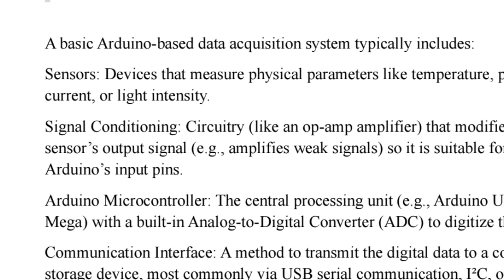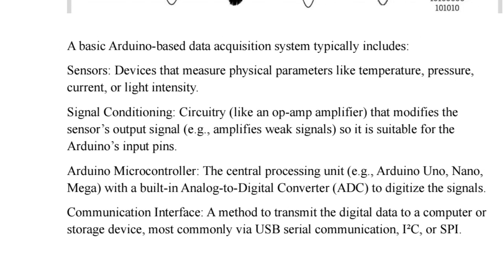Now see here, the basic Arduino-based data acquisition system involves three main parts. Sensors first: they measure physical parameters like temperature, pressure, current, light intensity. Second is signal conditioning, which modifies the sensor's output signal. We have to amplify the weak signal, and for that we use signal processing, which is called signal conditioning here. The next thing is the ADC. We process these signals using the Arduino microcontroller, so we need to digitize the signal.